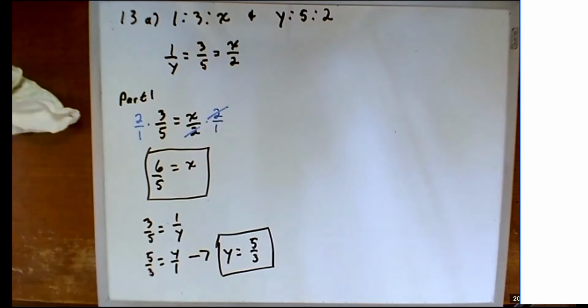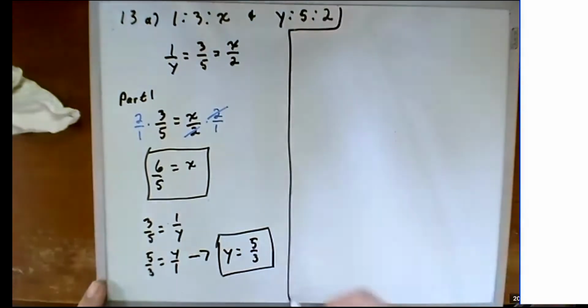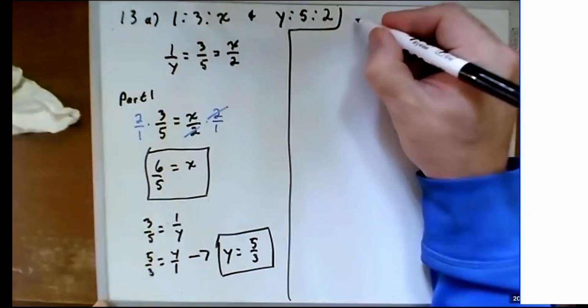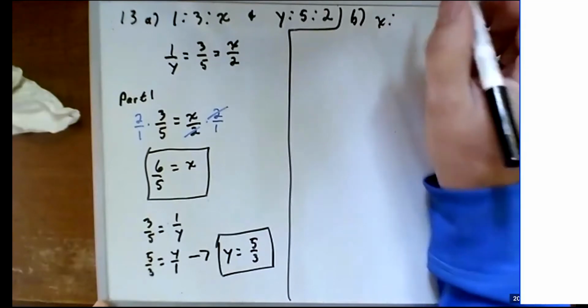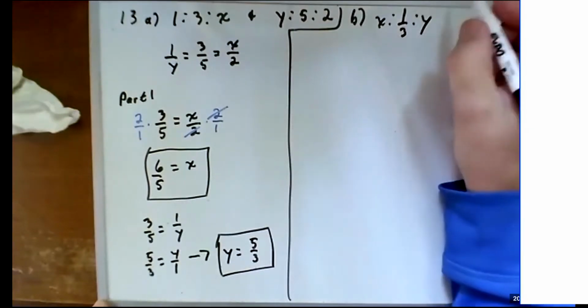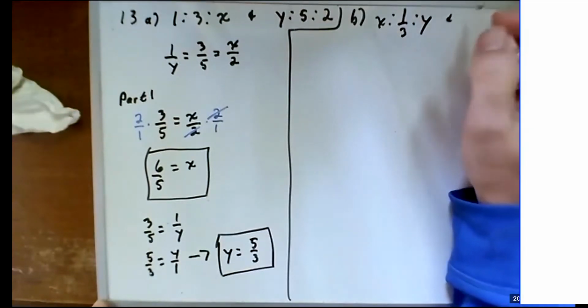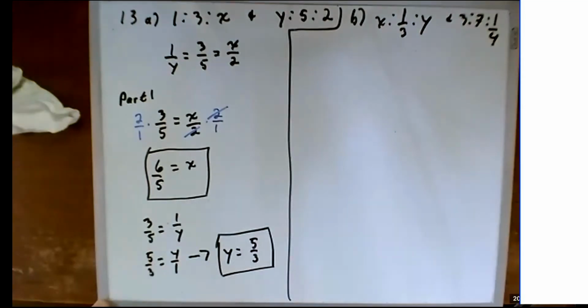Now, it doesn't always work out that nicely for us. As I've said before, sometimes we get things that are slightly more involved. So if I go on to question 13b, I'm just going to make a little bit of room here. 13b is giving us, let me write down b, x to 1/3 to y, and then the other ratio is 3 to 7 to 1/4.